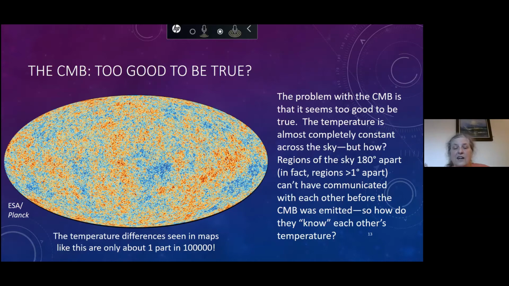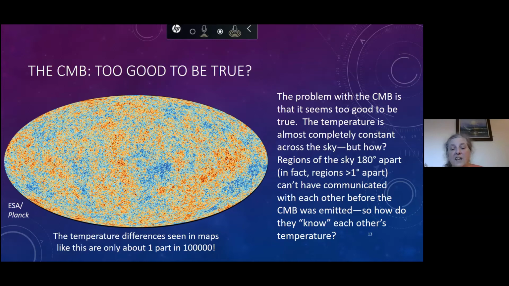And in fact, it turns out that because of the properties of the expansion of the universe, even if you look at regions that are separated by more than about a degree, there was not time for those regions to exchange photons and inform each other about their temperatures and reach an equilibrium state where they were all at the same temperature before the cosmic microwave background was emitted.